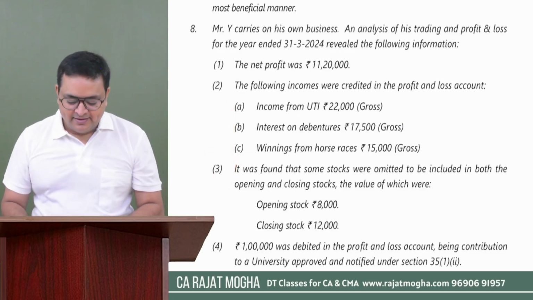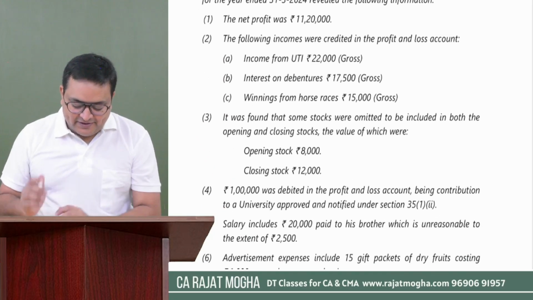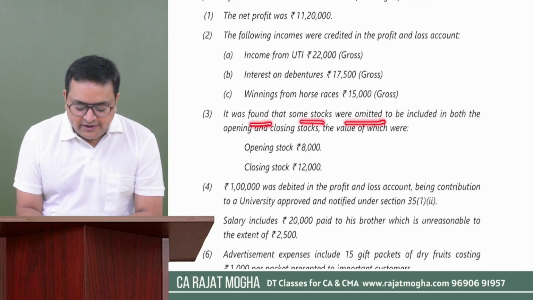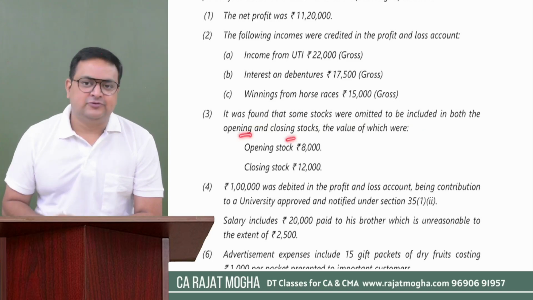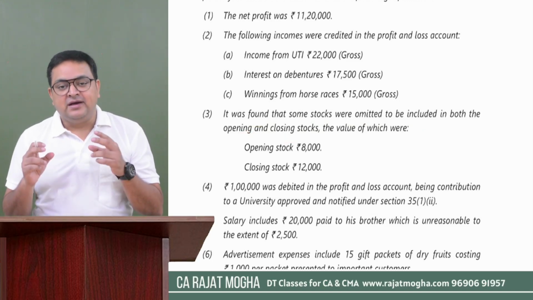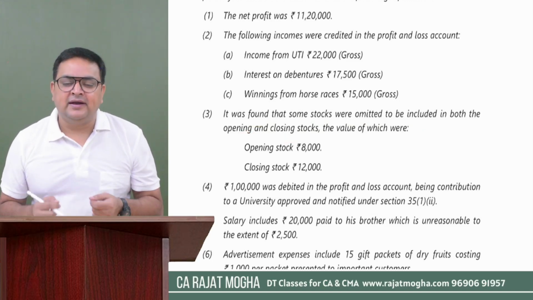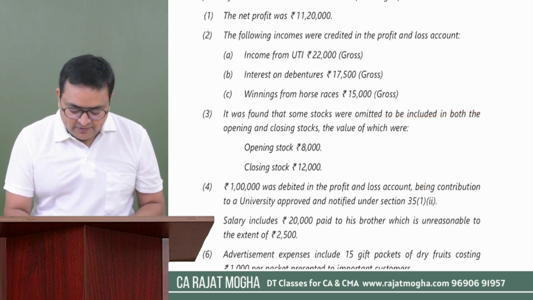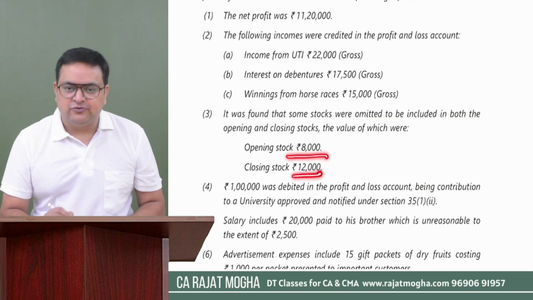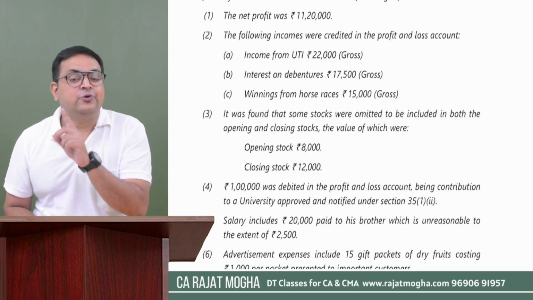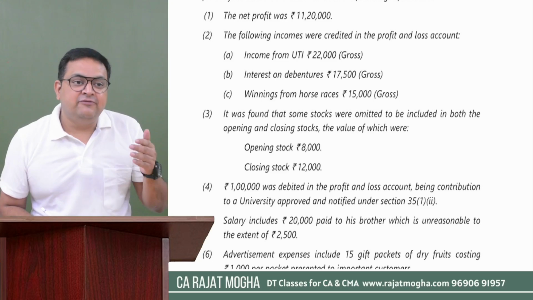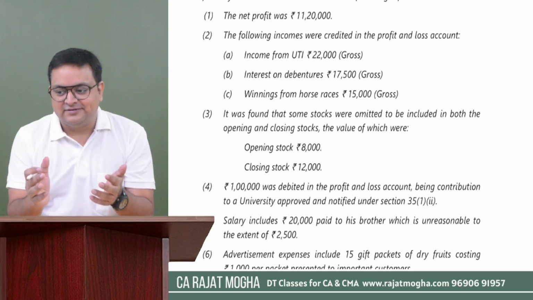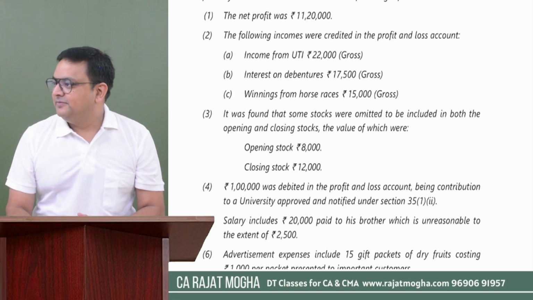Third point. Are you all getting this? Okay, the third point says it was found that some stocks were omitted to be included in both opening and closing stock. See, what they have done is they have omitted some opening and some closing stock from their P&L account. So you have to rectify this mistake. How much is the opening stock which is omitted? 8,000, closing stock 12,000. So what you will do, you don't have to learn anything. Sometimes students learn that we have to subtract, we have to add. No, please don't learn anything. Just apply your logic.